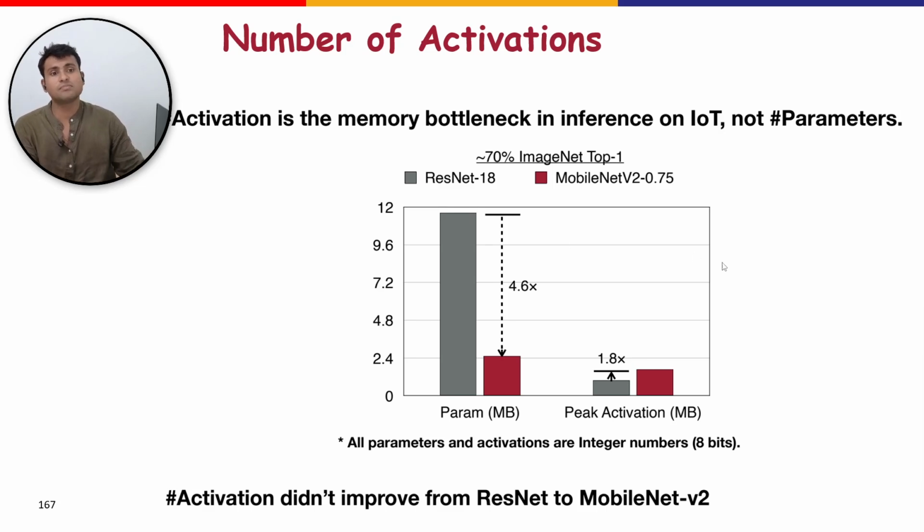So activation is the memory bottleneck in inferencing in IoT, and it's not the number of parameters which are causing the issue. And you can see that the parameters in this, let me take out the pen. The number of parameters between these two models, MobileNet and ResNet, although they have decreased 4.6 times, the peak activation in the MobileNet has increased by 1.8 times, and this is not conducive for IoT. So this has become a bottleneck.